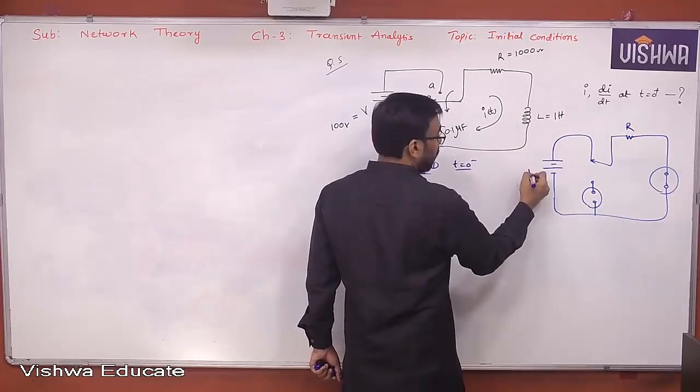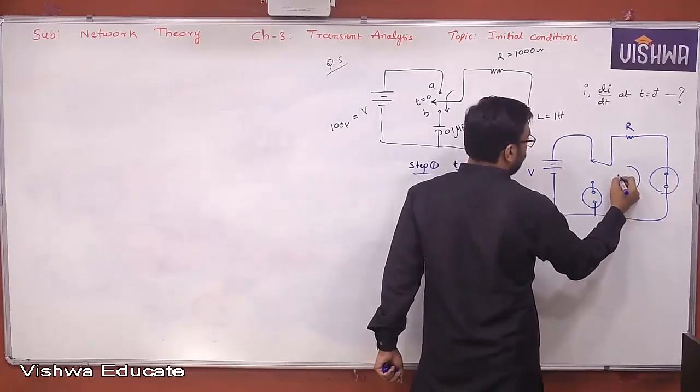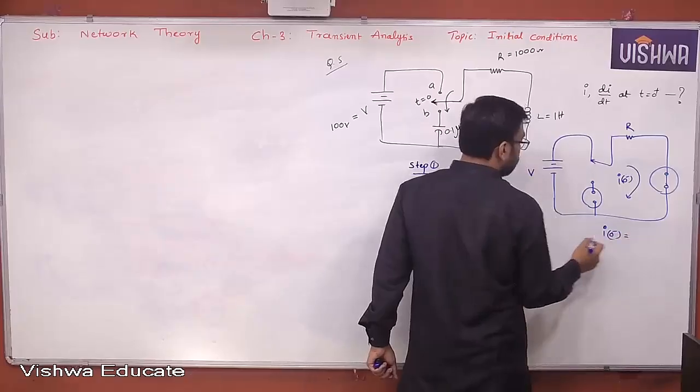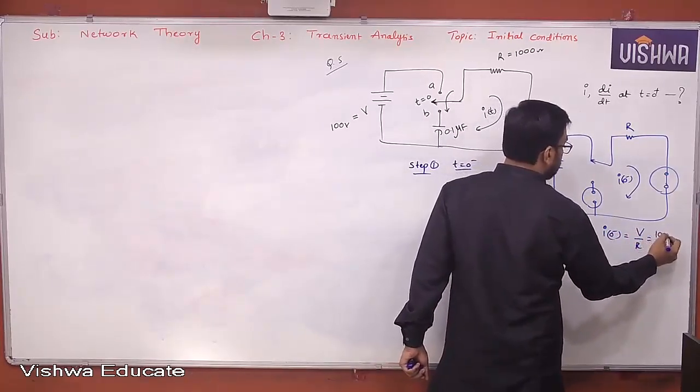Now this is actually V. Yes or no, all of you? This is the current actually given. This is now I of 0 minus. So what is I of 0 minus? V by R. What is V? 100. What is R? 1000.